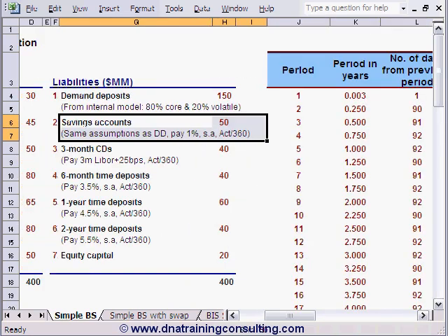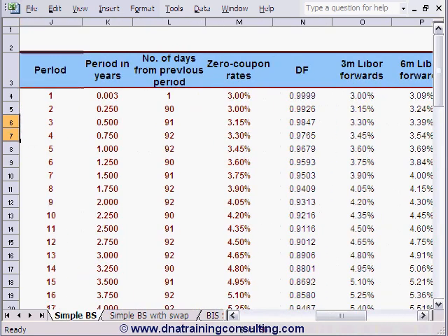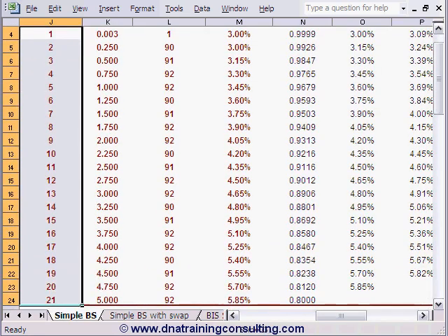Market data is summarized in cells J3, starting here, to P24. The future passage of time is broken down into 21 quarterly periods in cells J4 to J24.